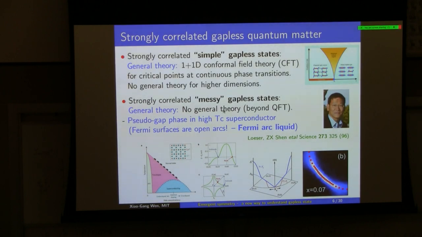So today I won't discuss these messy gapless states. I will try to have, hopefully, a systematic understanding of simple gapless states. So basically try to understand this critical point, and even when this critical point doesn't have any quasi-particle, can we have a systematic understanding? And also, in a more general direction, can we have a very general understanding so that we can classify all those gapless states? Just like we can classify all the gapped states, either using group theory or using category theory. But for gapless states, can we have a very general understanding of all of them? That is the thing we are trying to do.